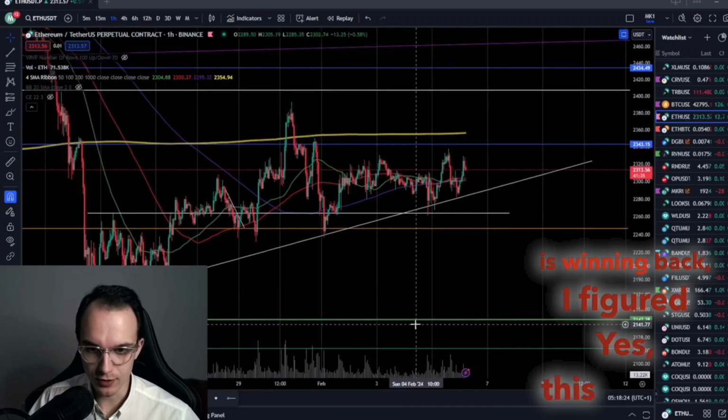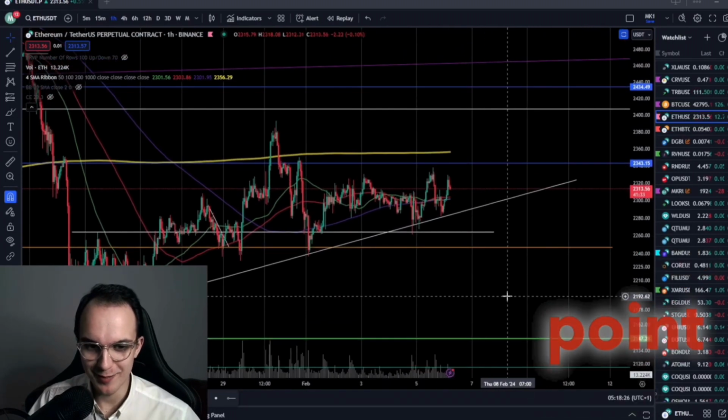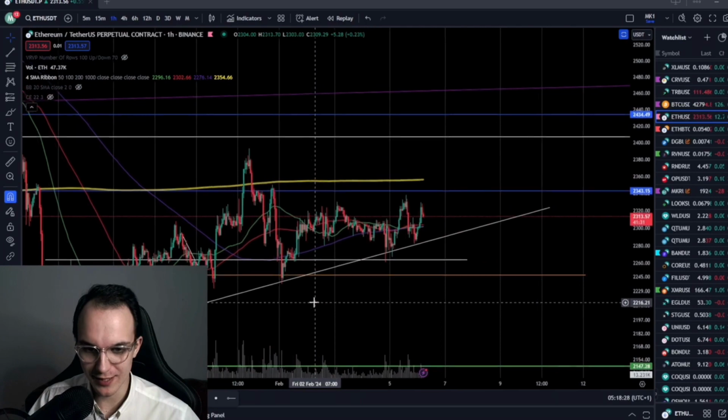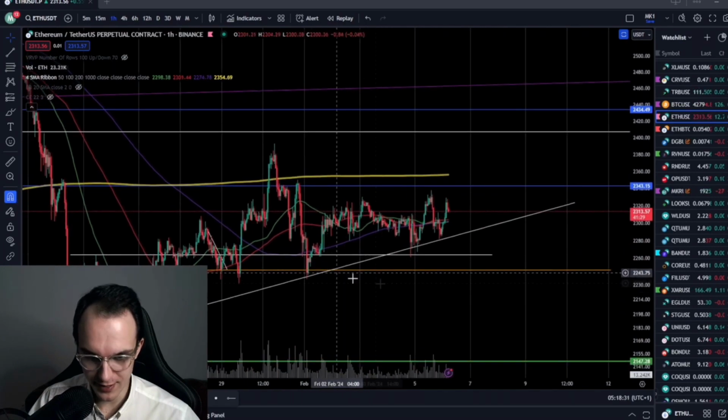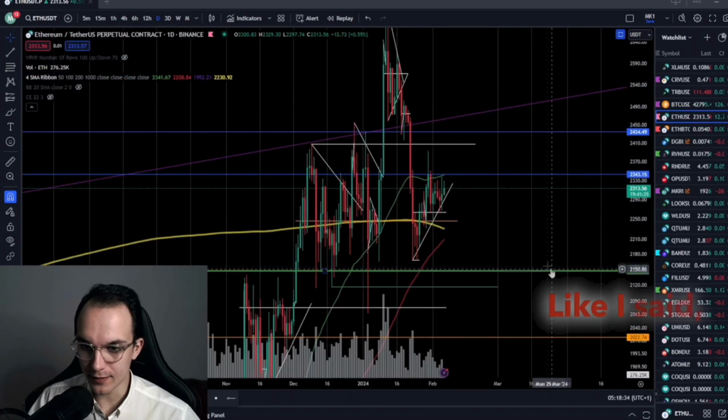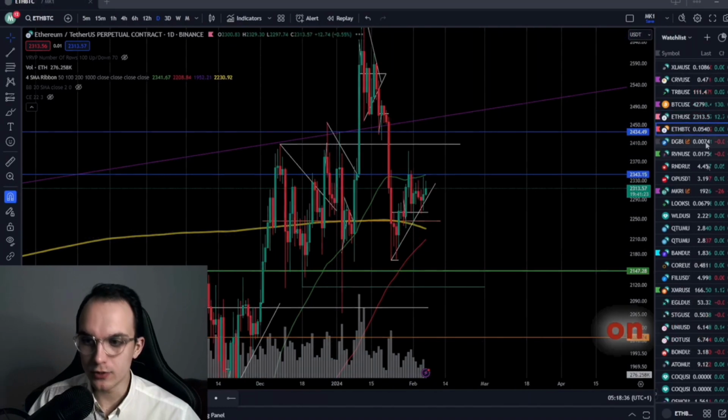I figured this kind of movement would follow. The entry point was good here basically. Entering on the daily, as I said, Ether has very good potential.